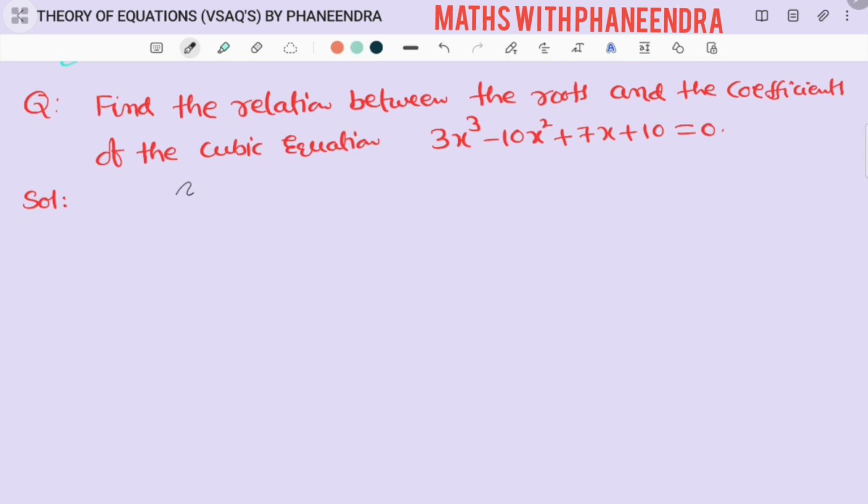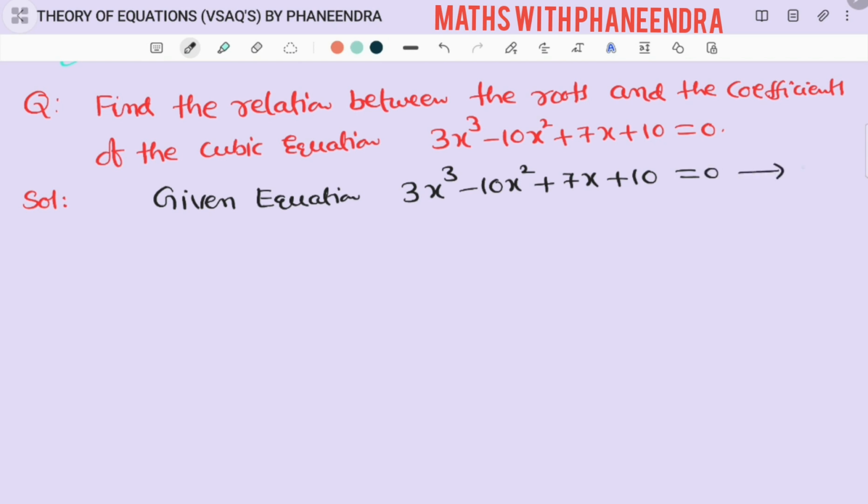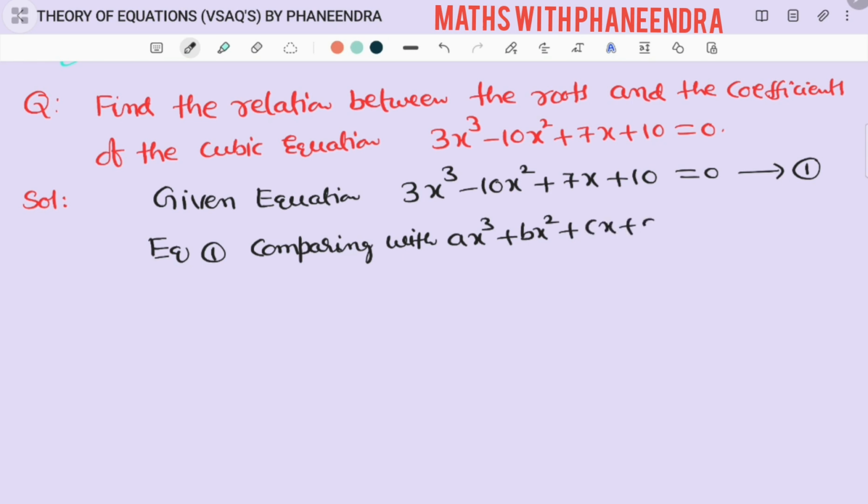So first, given cubic equation, or simply given equation, 3x cube minus 10x square plus 7x plus 10 is equal to 0. Keep that as equation number 1. So given equation 1, comparing with ax cube plus bx square plus cx plus d equal to 0, then a is equal to 3, b is equal to minus 10, c is equal to 7, and d is equal to 10.